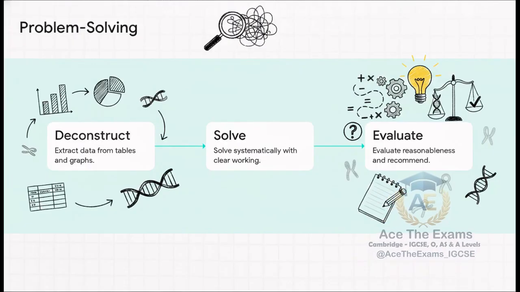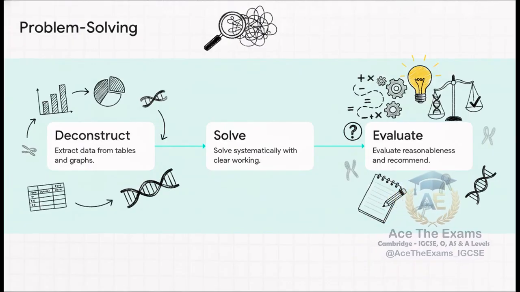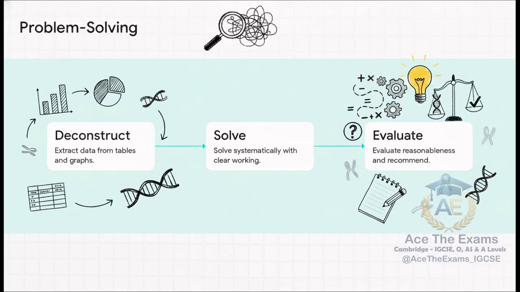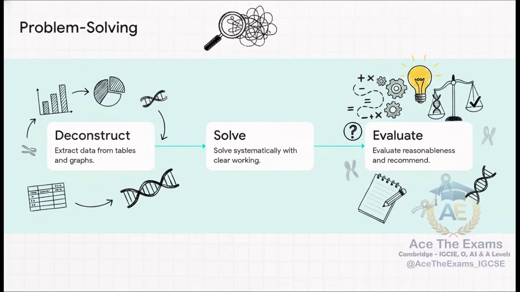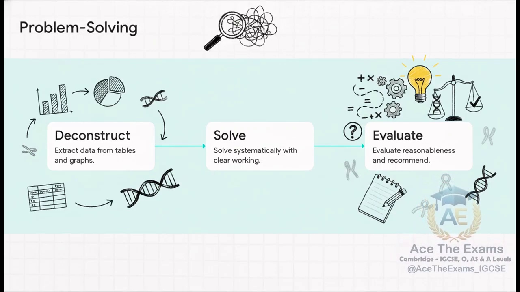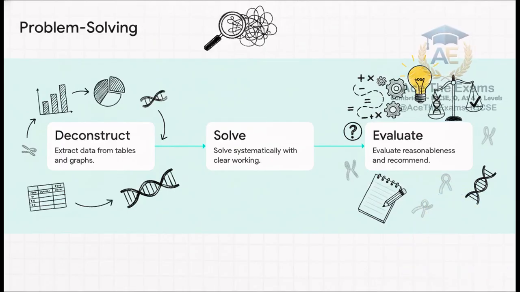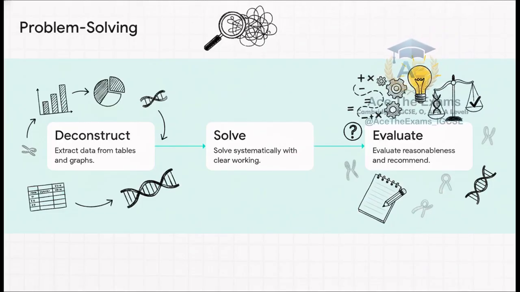Step 1, deconstruct the info by extracting data from tables and graphs way before you even look at the question. Step 2, solve it systematically. Write down every single step to secure your method marks. And Step 3, evaluate reasonableness. Actually ask yourself, do these numbers make biological sense based on the genetic principles we just talked about? Following this exact sequence guarantees you're processing the data exactly how the mark scheme demands.